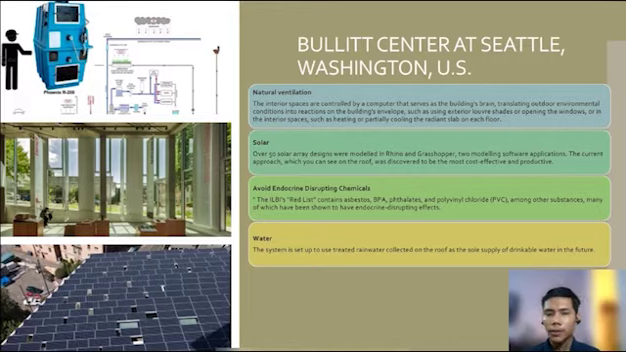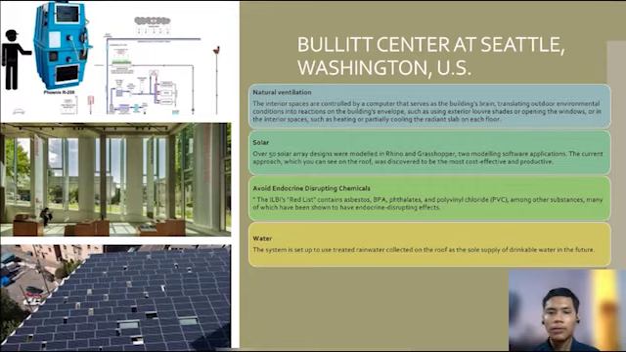The interior spaces are controlled by a computer that serves as the building's brain, translating outdoor environmental conditions into reactions on the building's envelope, such as using exterior louver shades or opening the windows, or in the interior spaces, such as heating or partially cooling the radiant slab on each floor.